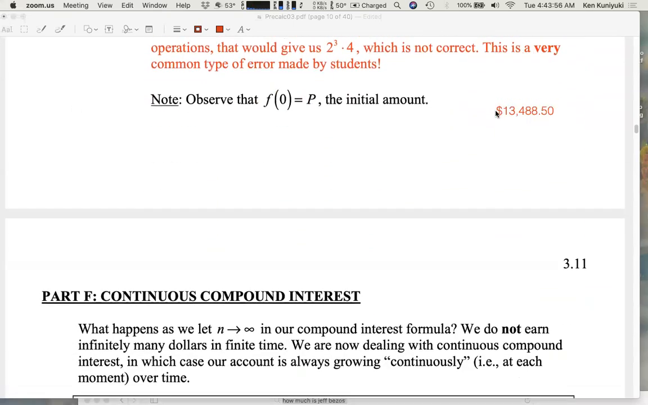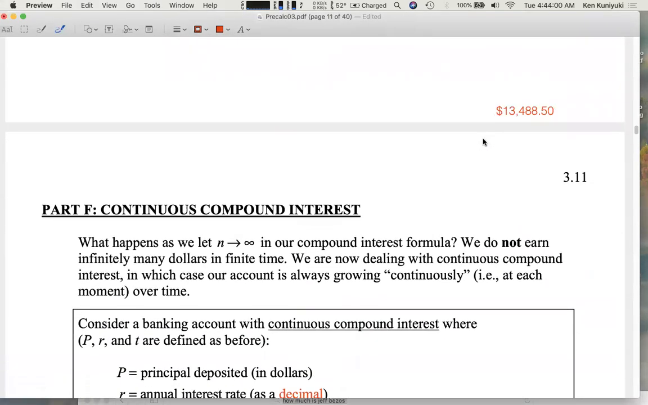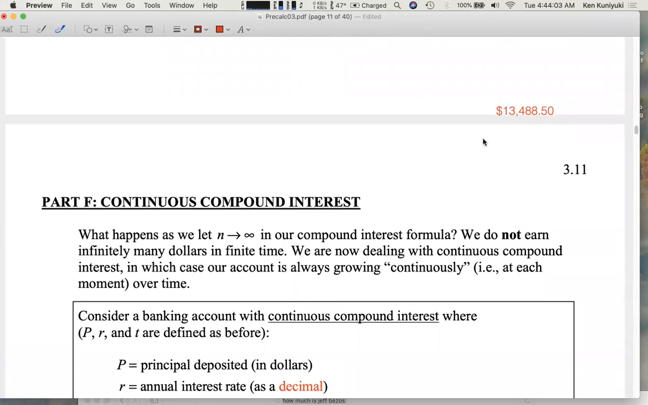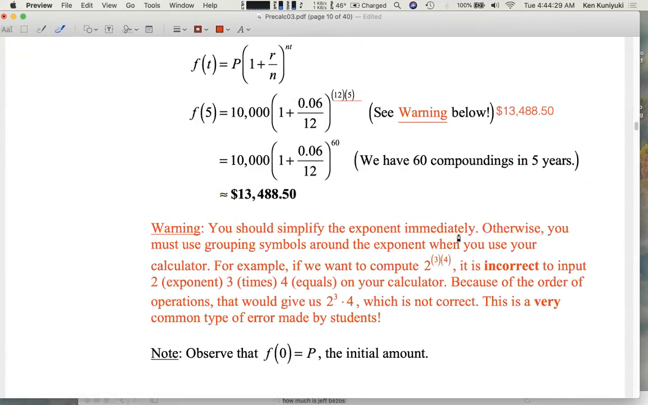See, this is going to be a ghost that we're going to compare to over here. Continuous compound interest. What happens if we let n approach infinity? So remember, annual compounding, n equals 1. Quarterly compounding, n equals 4. Monthly compounding, n equals 12. Now, what if we go on? What if we have compounding once every day, daily, every hour, every minute, every second.